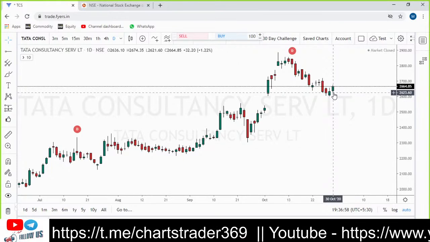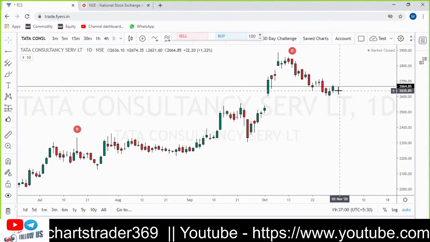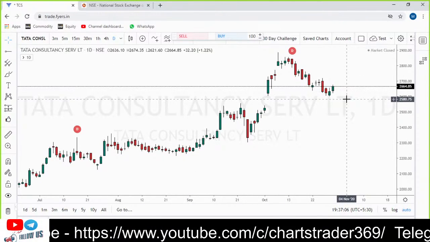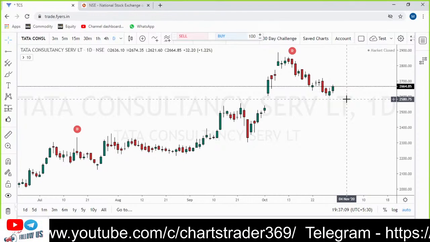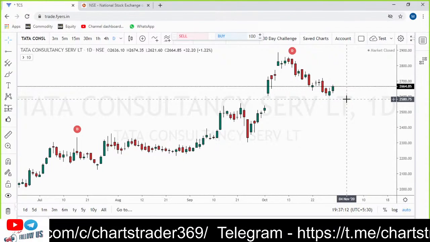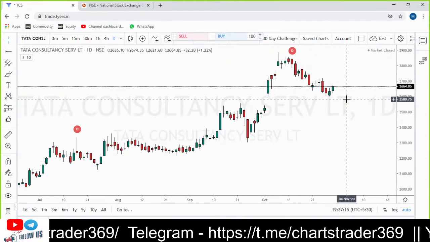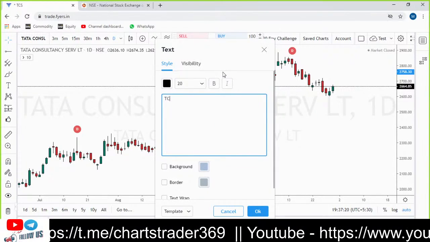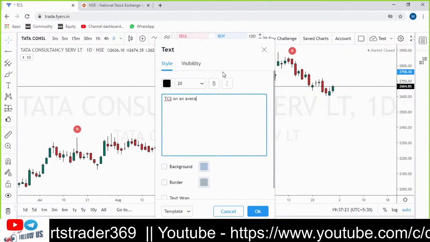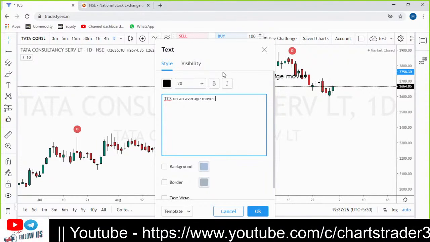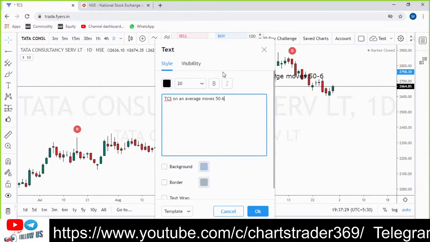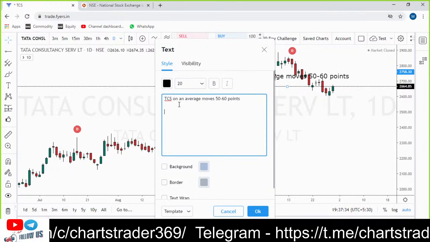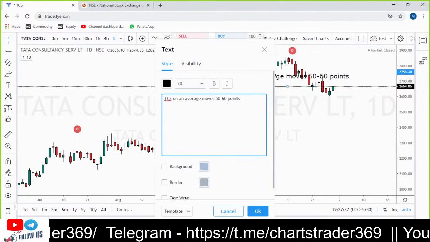If you see here, you can see the candle information, the high and low. The low is 2621 and the high is 2674, which is close to 50 points. Correct? Close to 51 points. Now TCS on an average moves 50 to 60 rupees, 60 points I can say. TCS on an average moves 50 to 60 points in a day.